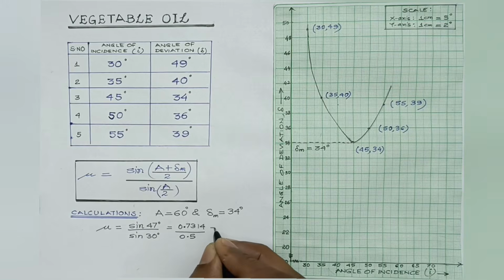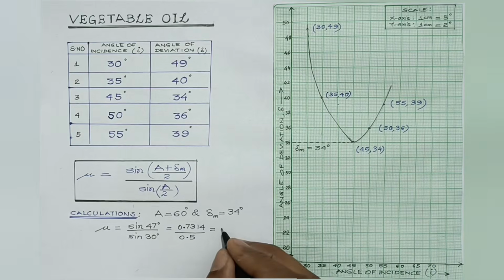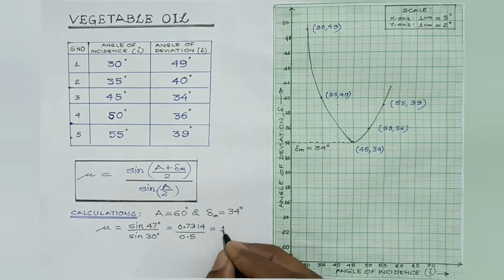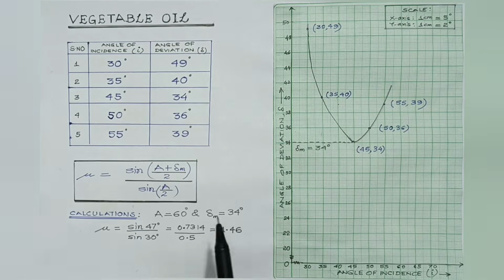So on solving it, students, the refractive index experimentally, by plotting graph between angle of deviation and angle of incidence and getting the value of delta m and using this formula, is obtained to be 1.46, which is in close agreement with the refractive index of the vegetable oil determined by other method as well.